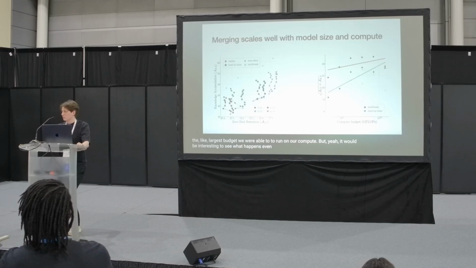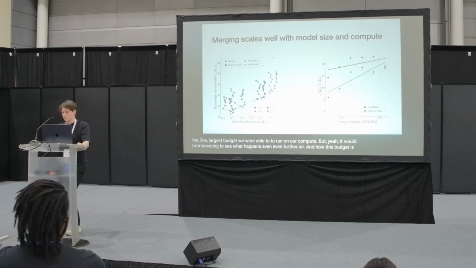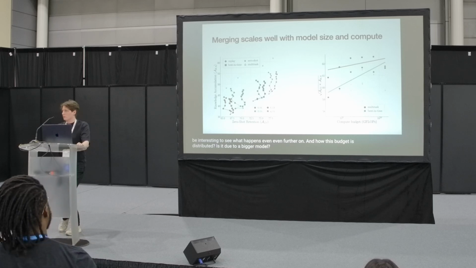And how is this budget distributed? Is it due to a bigger model or simply a smaller model but with many more training steps? It's the same model. So model scaling is on the left, where it's a bigger model, but on the right we fix the model to be 16, I think, and then we just train for longer.